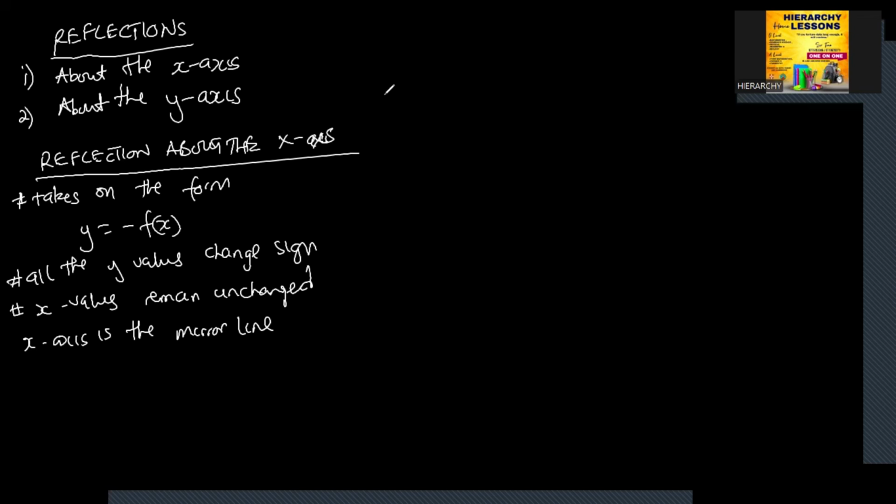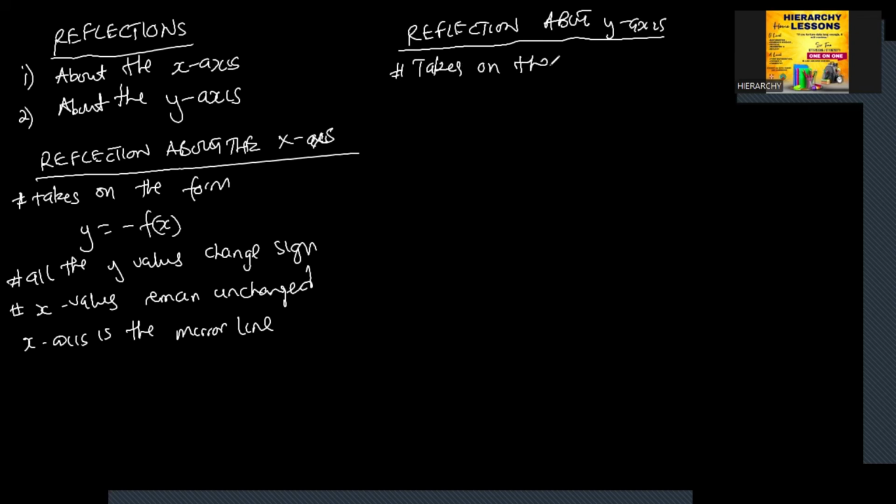Okay, so let's look at reflection about the y-axis. Reflection about the y-axis takes on the form y is equal to f of negative x, right? So this is the opposite, which means all the x values change sign.